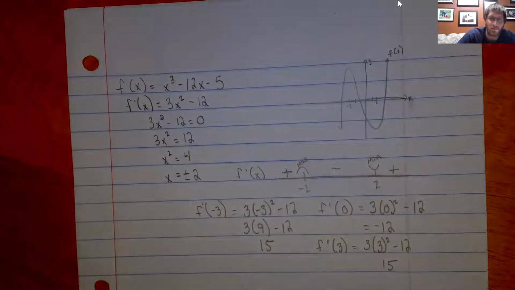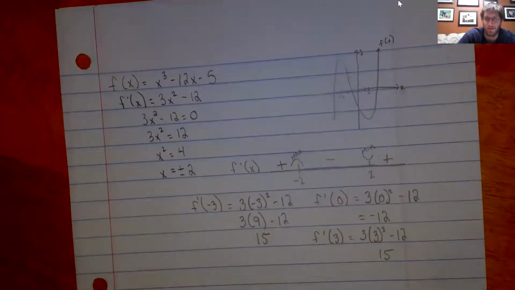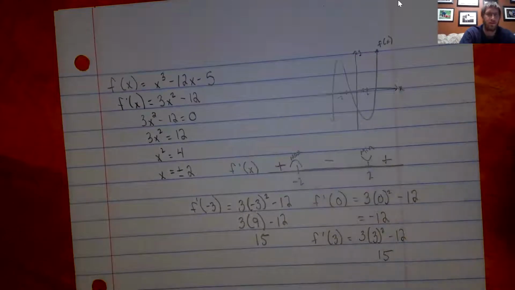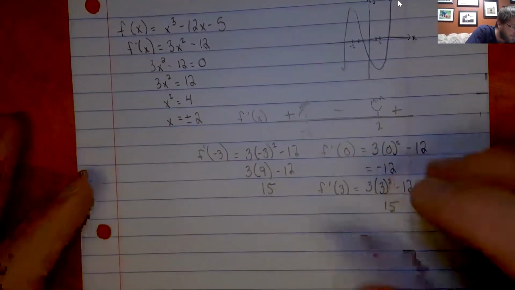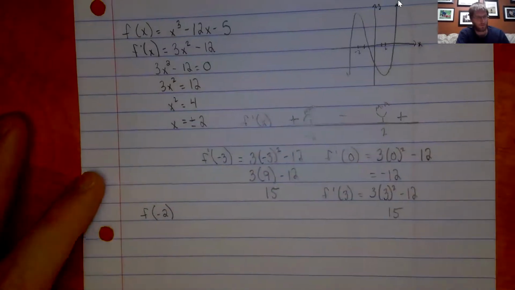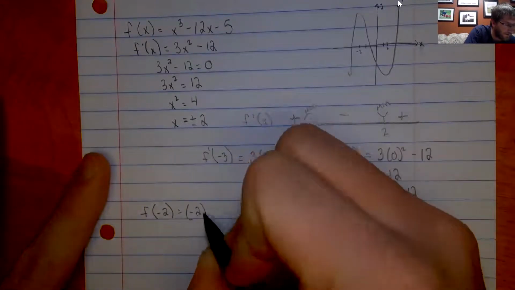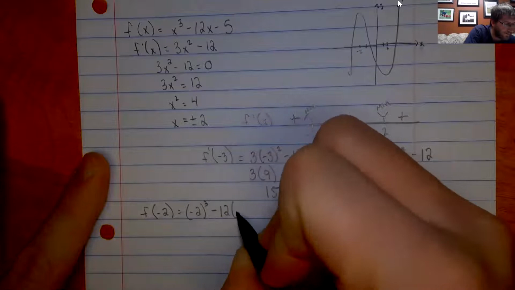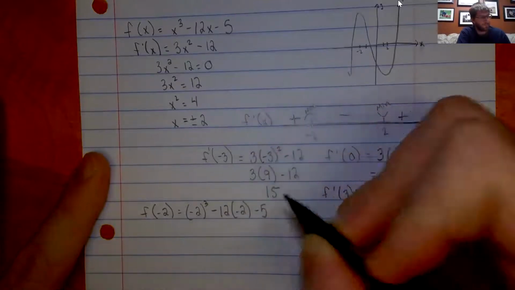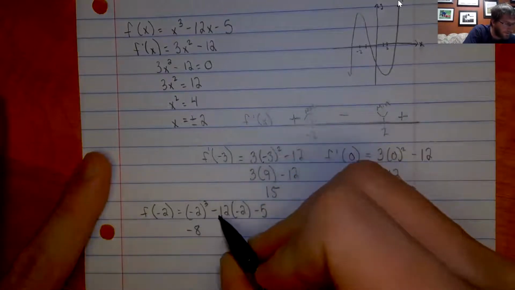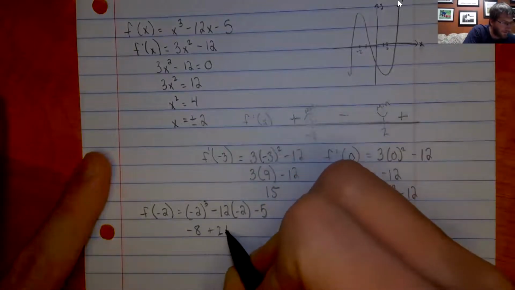Now, to find the actual value of the max or min, or relative max or relative min, I would have to plug this value and this value back into the original, right? So let's go down here. If I put negative 2 into the original function, that would be negative 2 to the third, minus 12 times negative 2, minus 5, right? So negative 2 to the third is negative 8. Negative 12 times negative 2 is positive 24.